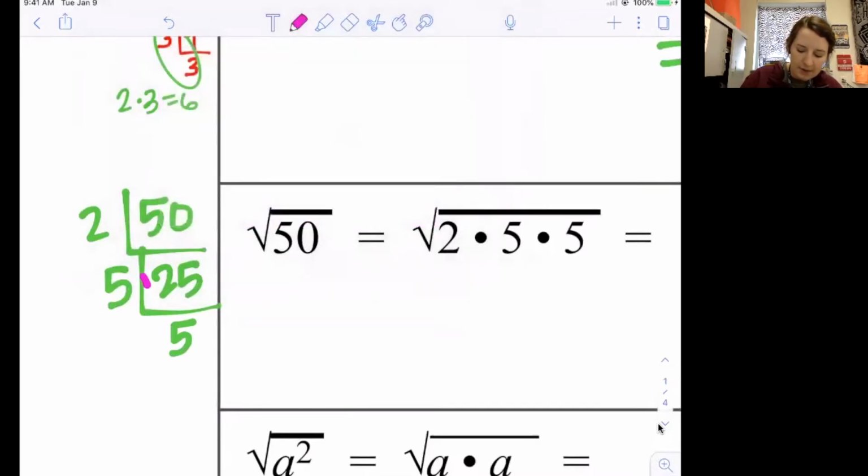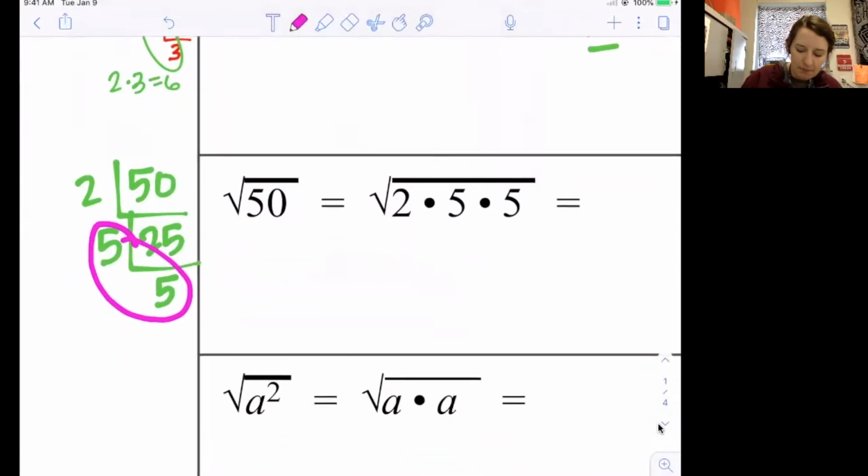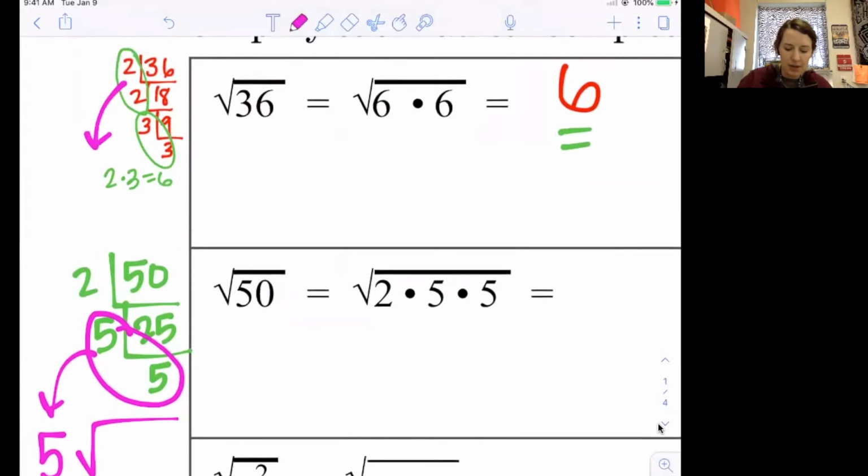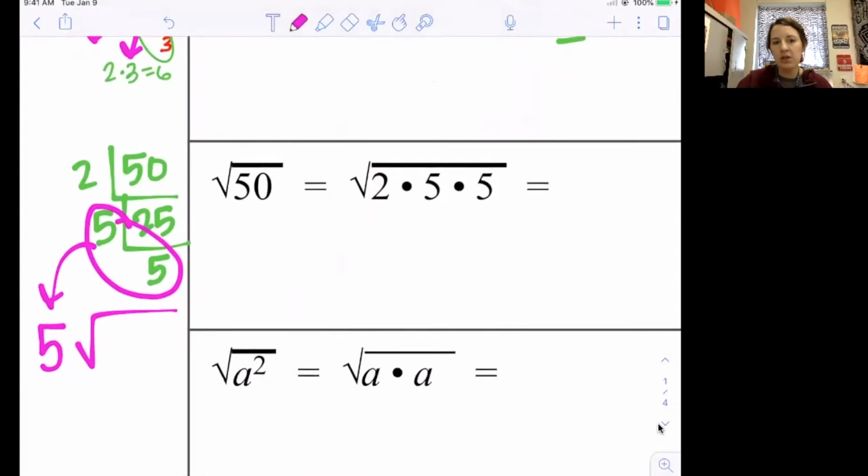I'm looking for pairs. So right here, I have a pair of 5s. Anything that pairs up comes outside the radical. Okay, just one number per pair. So meaning I'm not listing a 5 and another 5. Just like up here, I listed a 2 and a 3. I take one representative from each circle. So anything that's circled comes outside. Anything that's a loner that does not have a pair stays inside. Okay, so basically my answer here would be 5 square root of 2.